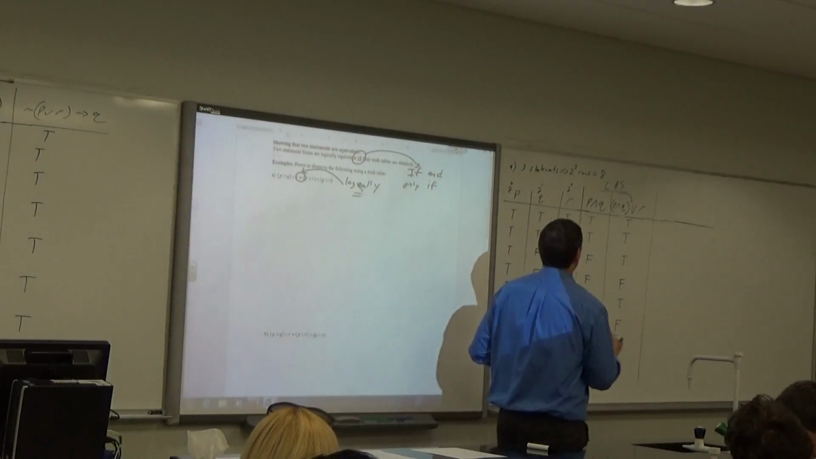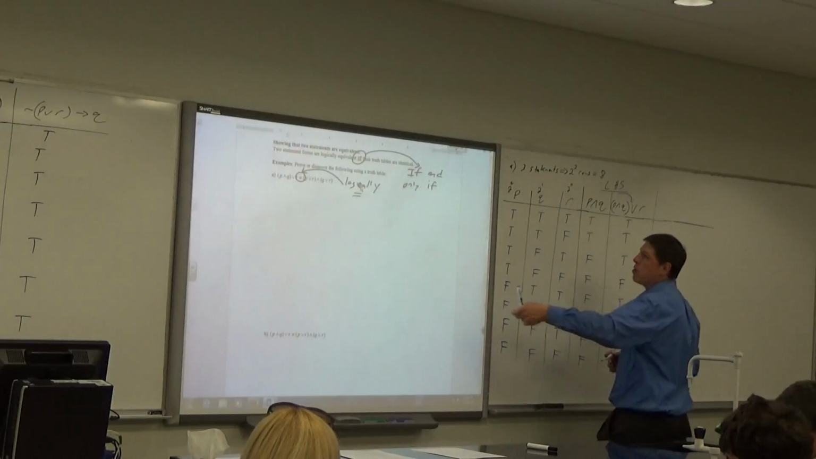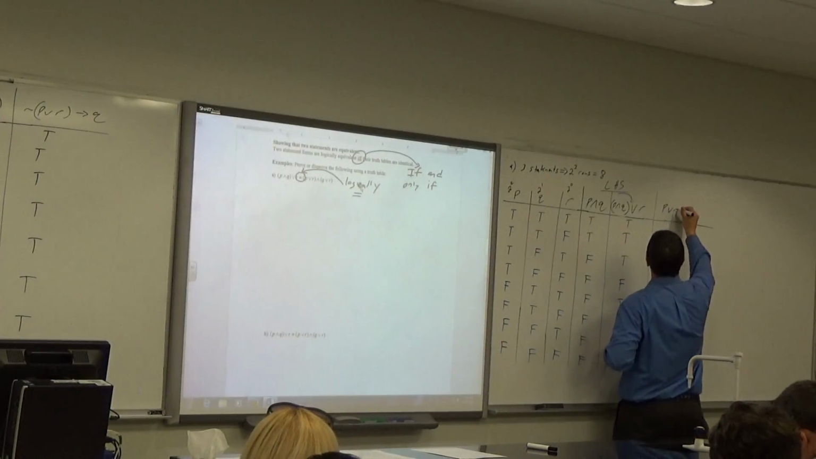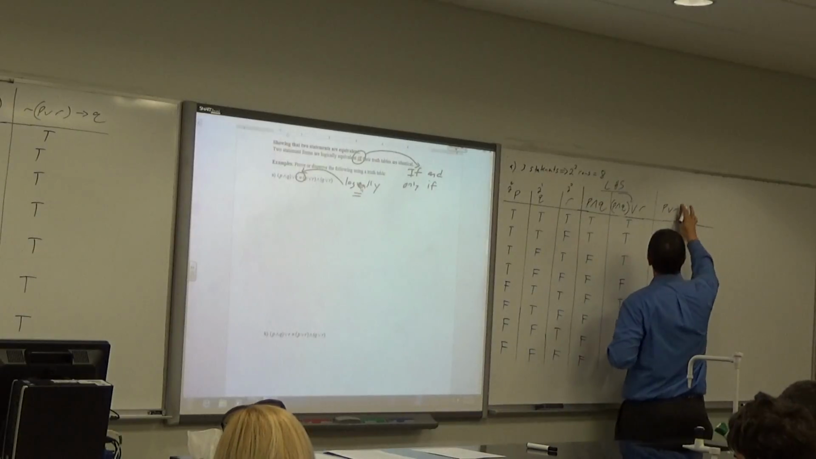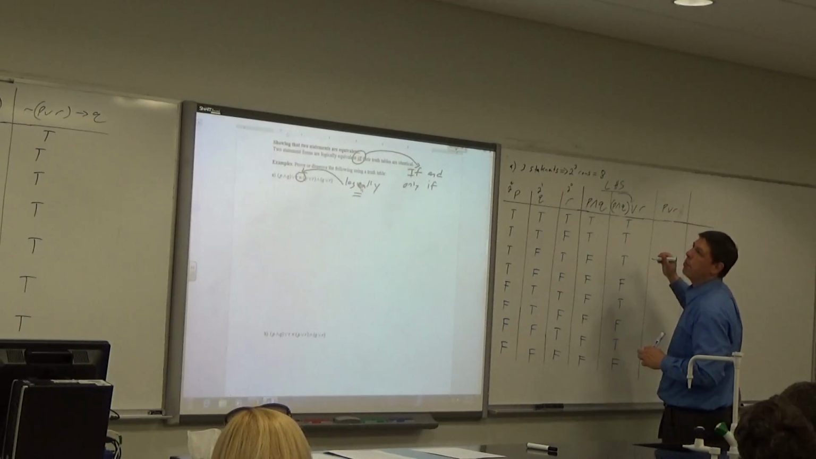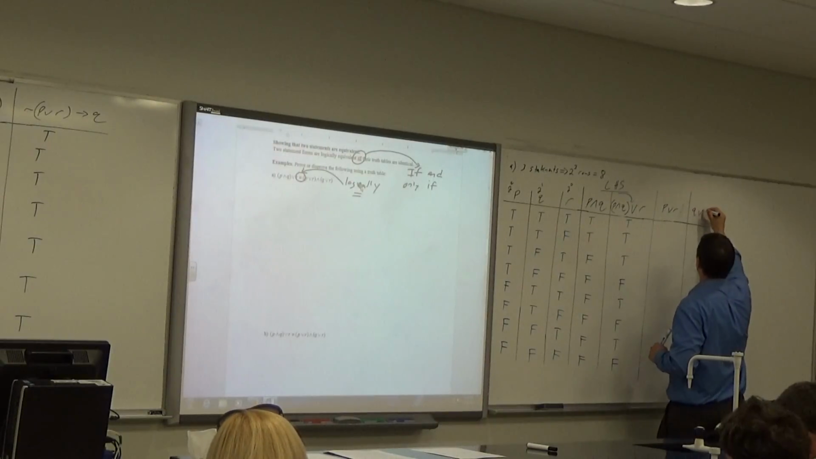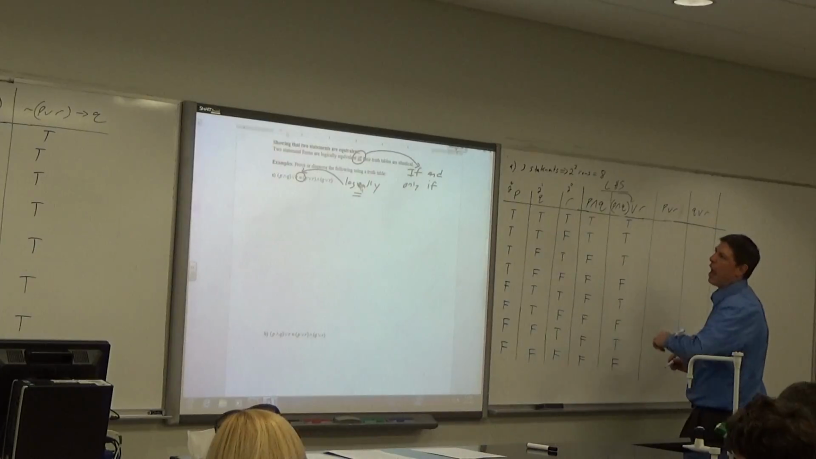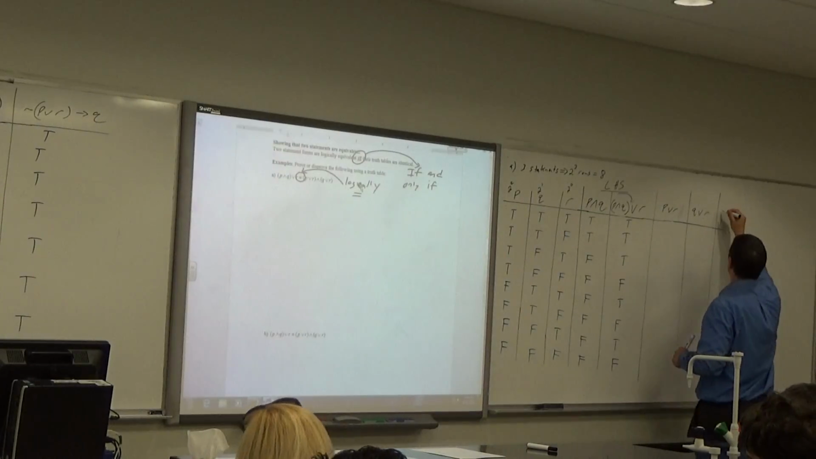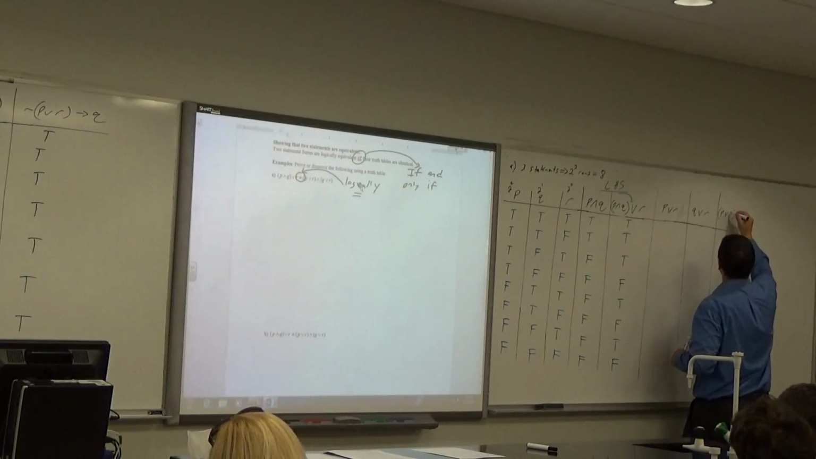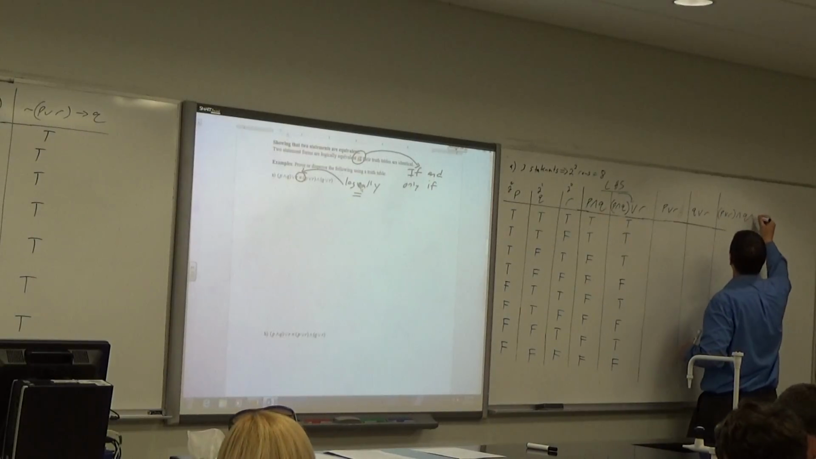Okay, so for our right-hand side, again, we start in the parentheses, so I have a P or R. And then I also have a Q or R, I believe. And then the last thing I'm looking at is P or R and Q or R.